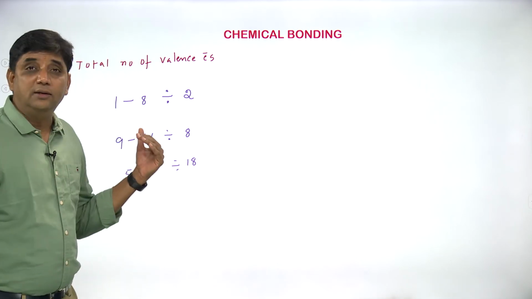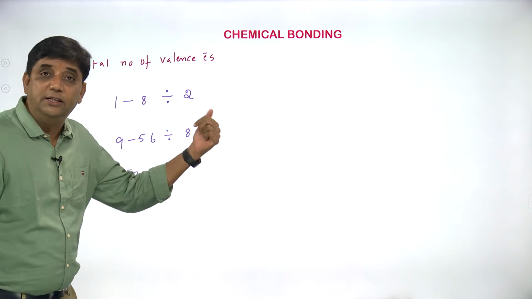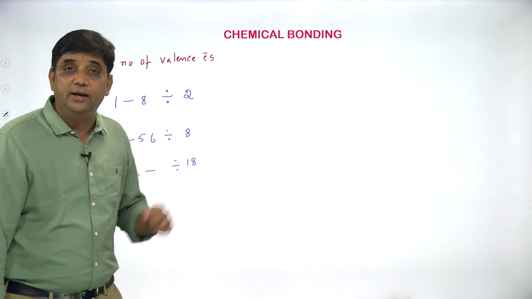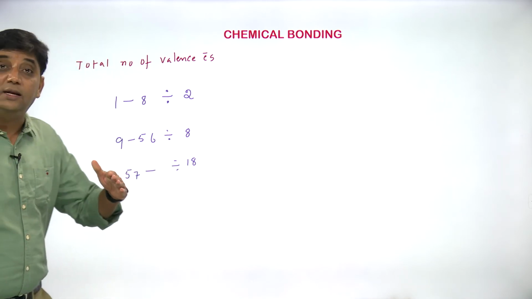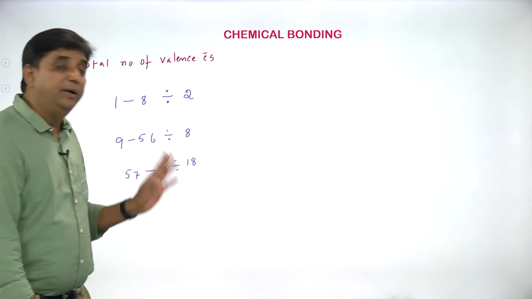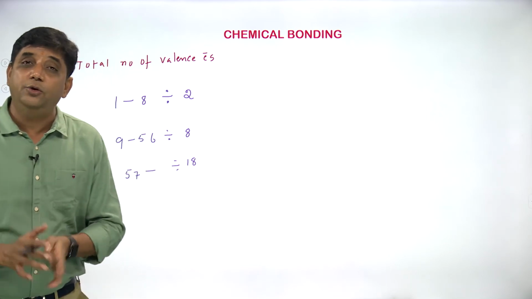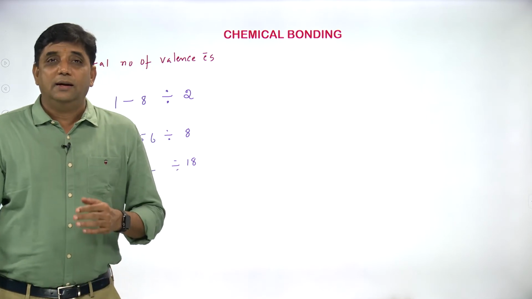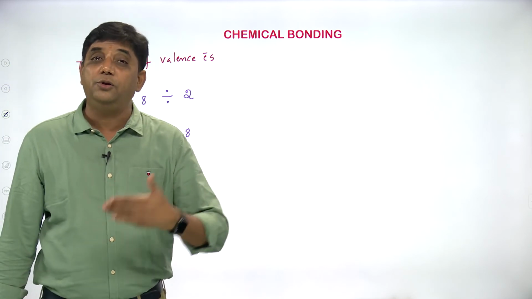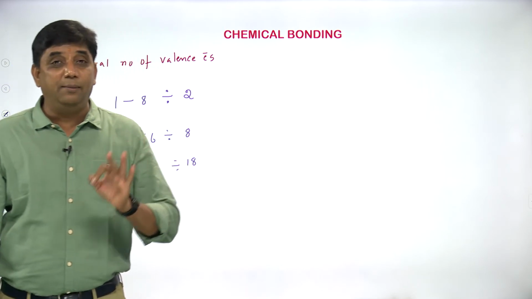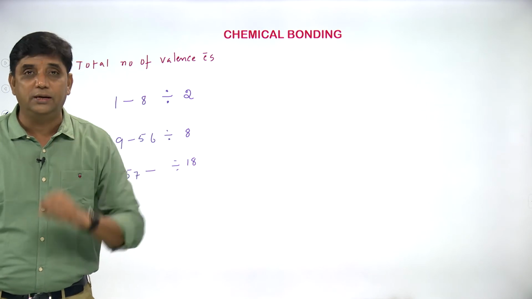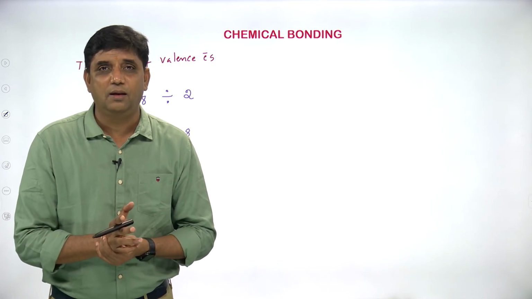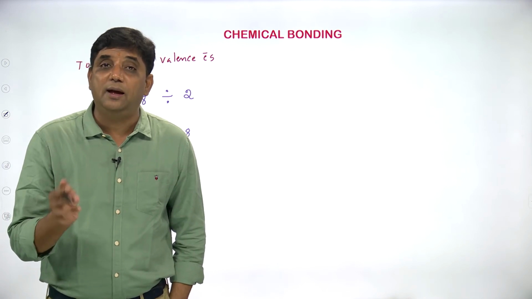If the total number of valence electrons is 1 to 8, that should be divided by 2. If it is 9 to 56, that should be divided by 8. And if it is greater than 56, that must be divided by 18. While dividing, you have to go on dividing till the remainder comes either 0 or 1. If the remainder comes 1, that must be added to the quotient. So the sum of the quotient values is nothing but the hybridization.